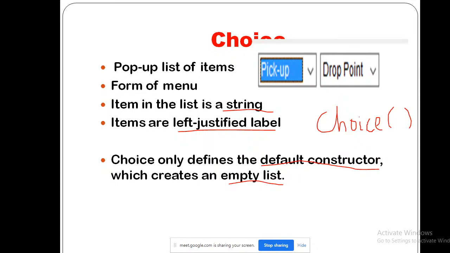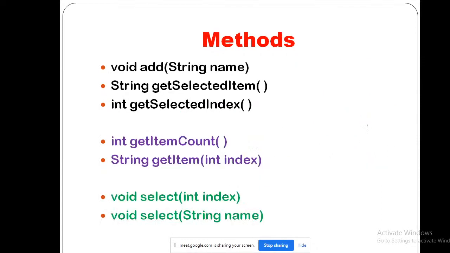If you want to add an item, we should use the add method. The list of important methods used in the choice control, one is add. This method is used to add the item or add the label to our choice control.